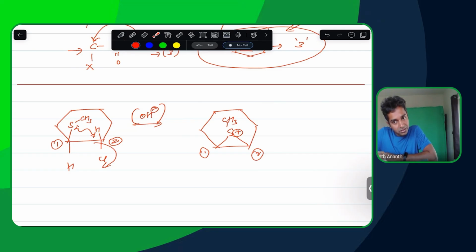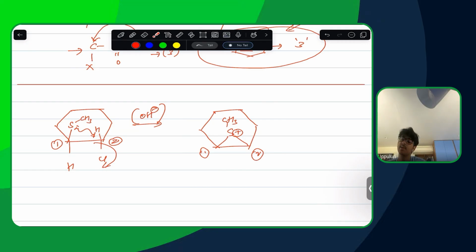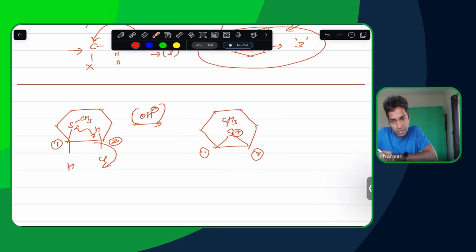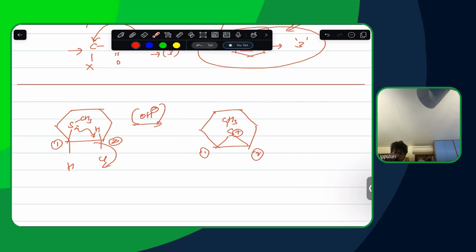OH minus has to do an SN2 type attack only. Why would it prefer one? All of them are alpha to the sulfur plus. Any one of them can basically be targeted then. Exactly. Sulfur just needs to leave with its positive charge. So what will be the product?